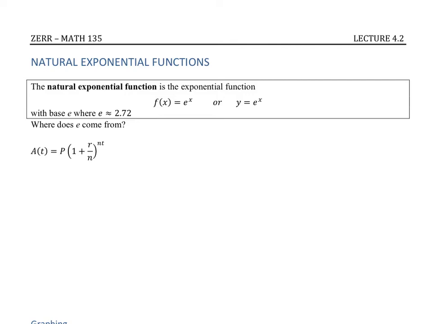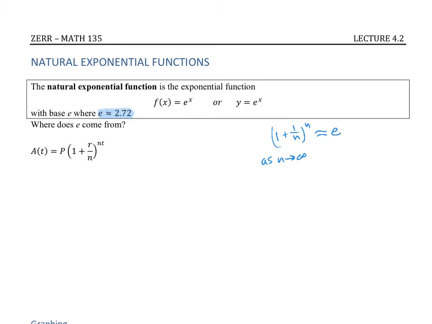In this video, we're going to look at natural exponential functions. So here, the base of our exponential is e, which is an irrational number, approximated by about 2.72. And if we look at our compound interest formula, and use the fact that e is 1 plus 1 over n to the nth power as n goes to infinity, this becomes closer and closer to e. Okay, so that's how that's defined.